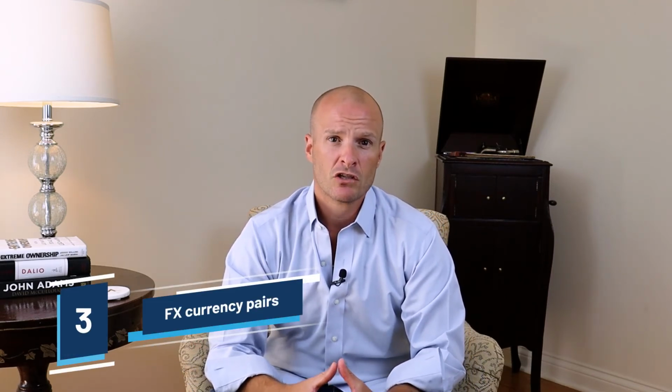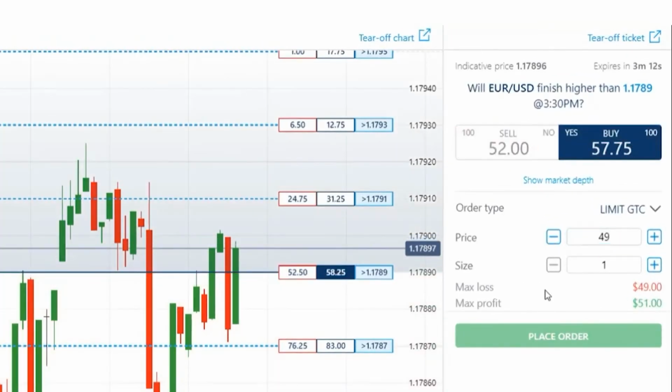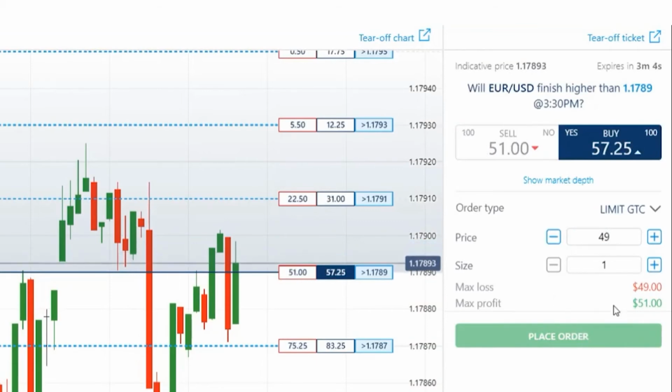And then finally, you could use our FX currency pairs. So with our FX currency pairs, you can trade that geopolitical uncertainty. So let's take something like a Brexit, for example. Any uncertainty that comes around Brexit or any type of speculation that maybe Brexit doesn't happen, that could negatively impact the British pound. You could use Nadex FX currency pairs to trade that geopolitical uncertainty.